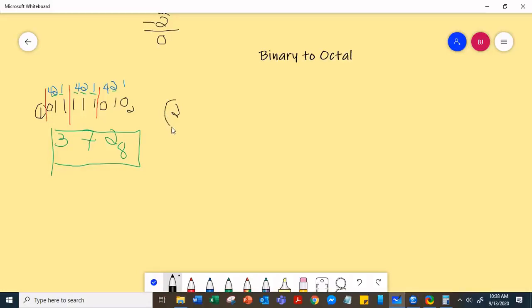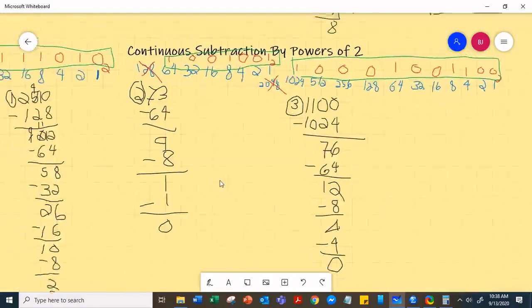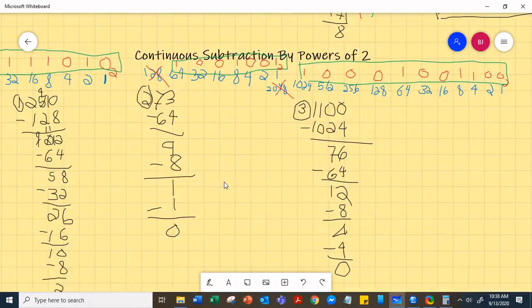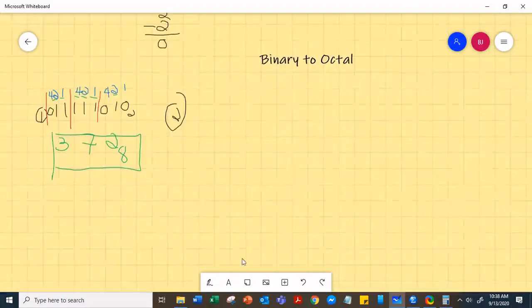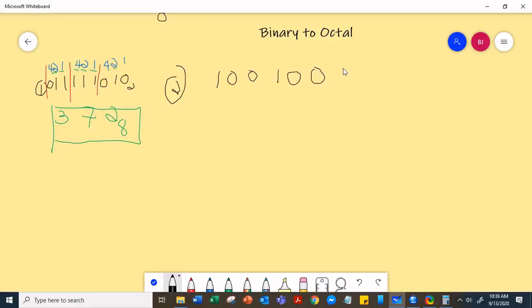Let's have the second example. Just go ahead and take a look at that. There we go: 100, 1001... 100, 100, and then 1, base 2.